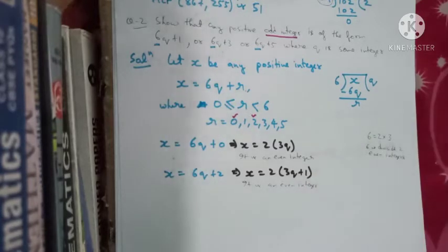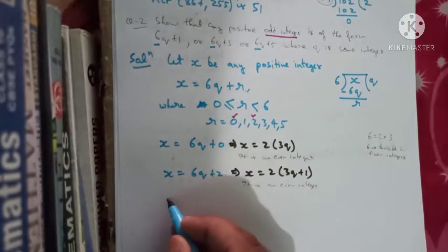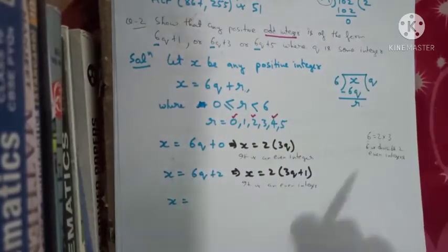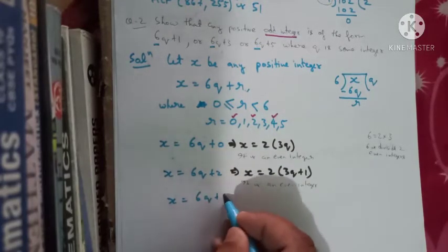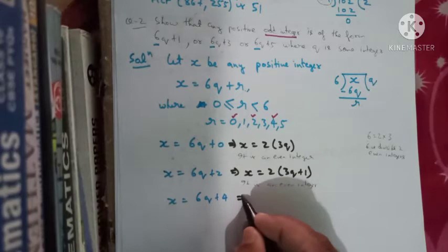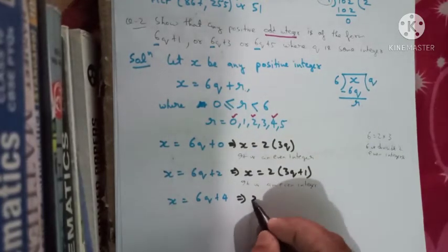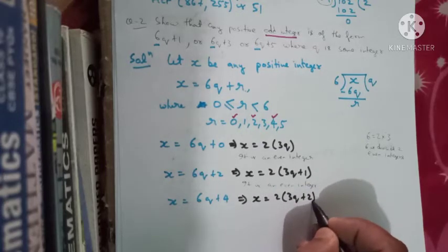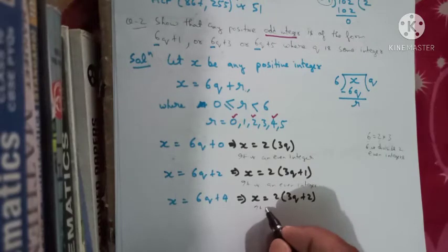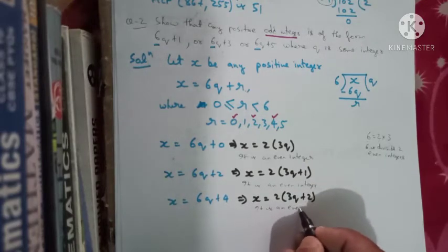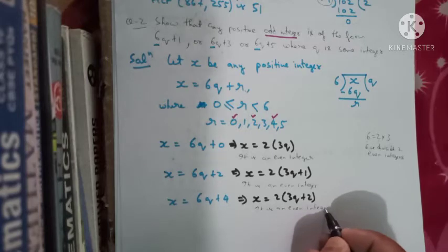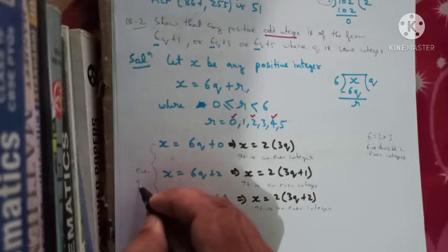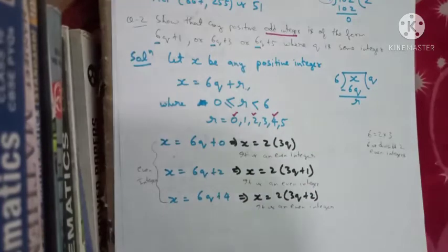Are you getting this? Now in the third case, x equals to 6q plus 4, which can be further written as x equals 2 times of 3q plus 2. Again, it is an even integer. So these are the cases when the value of the integer x is an even integer. So these three cases are cancelled.